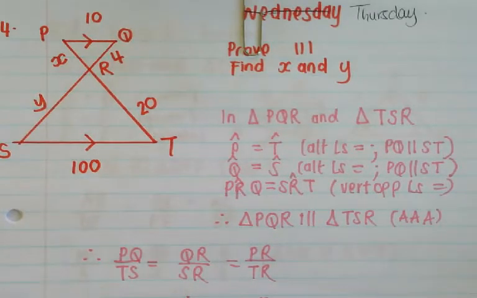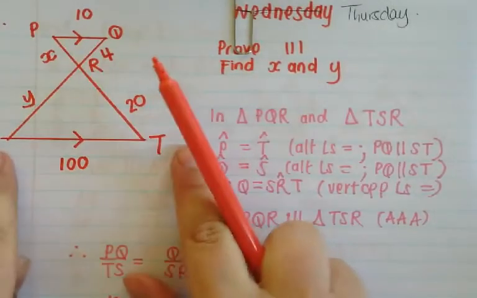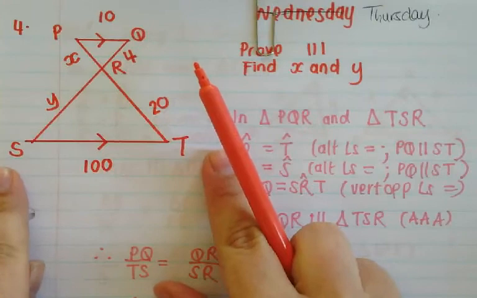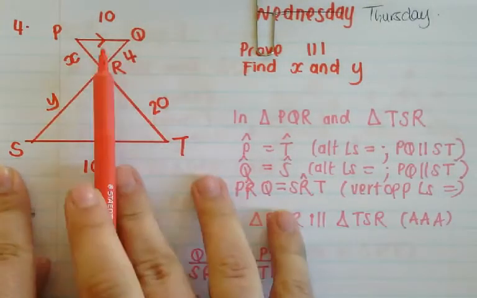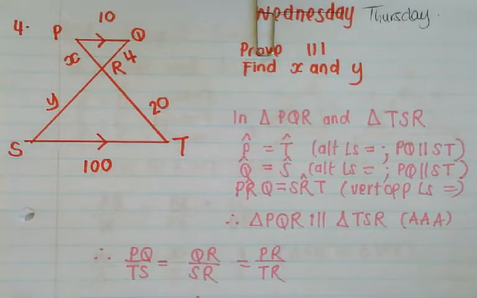Yes. PQ, the side PQ. PQ equals ST. But we don't know it's equal. Are you saying they're equal because of this arrow? The arrow means they are parallel. For it to be equal, it has to have a straight line, not an arrow.